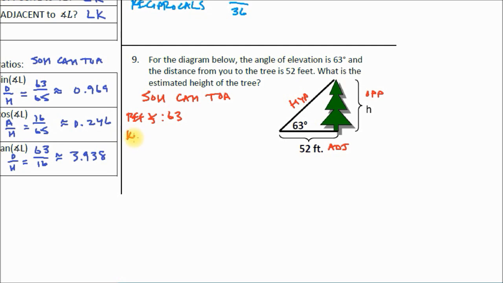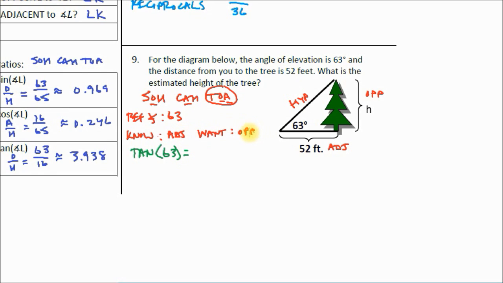So we know adjacent, we want opposite. Oops, I put OO. We want opposite, so what angle are we going to use? We know adjacent, we want opposite, that means it's going to be tangent. So our trig function is tangent. Let's write tangent of our reference angle, which is 63 degrees.